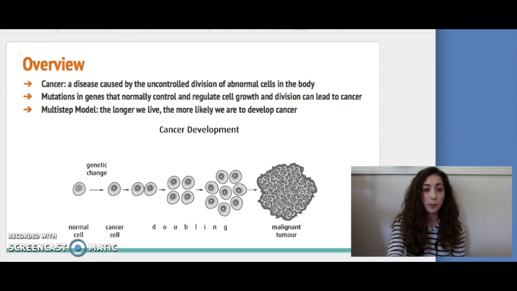And then it is also a multi-step model, so that just means that the longer we live, the more likely we are to develop cancer, because if cancer results from an accumulation of mutations, and if mutations occur throughout our lifetimes, then the longer we live, the more likely we are to accumulate a lot of mutations and therefore develop cancer. So that's basically what this says. You have a normal cell, some sort of genetic change, it becomes a cancer cell which divides uncontrollably, and then you end up with a tumor.